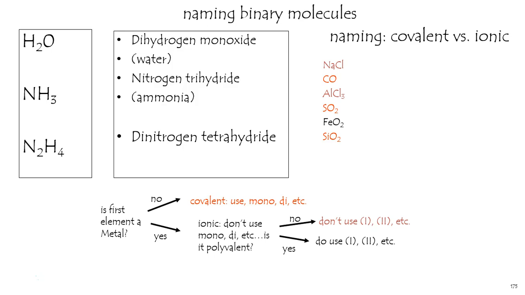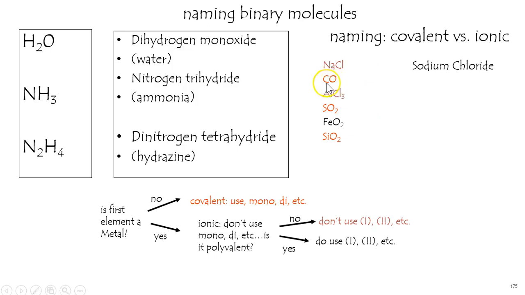But if it's ionic, there's some different rules. And once again, you already know this stuff from example. Let's name these substances. NaCl, you should know that it's sodium chloride. Notice we didn't say sodium monochloride. We learned something: we don't use mono, di, tri for ionic substances. End of story. Maybe we should have, but we don't.